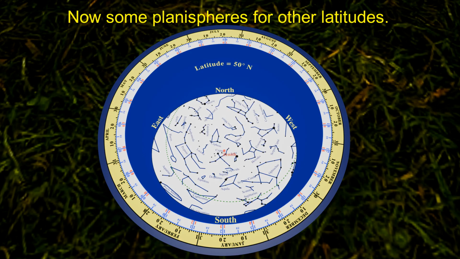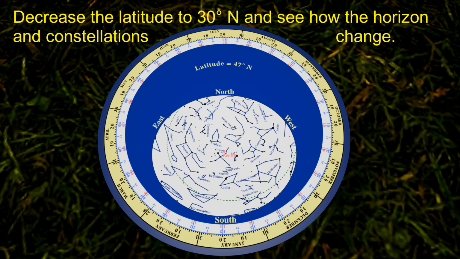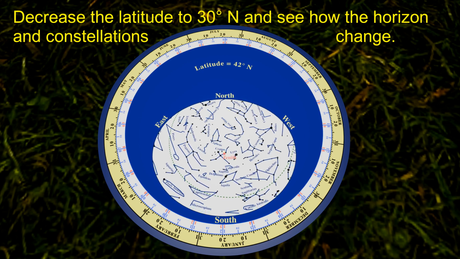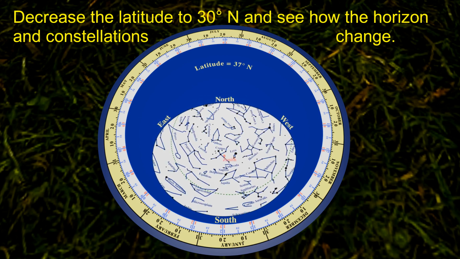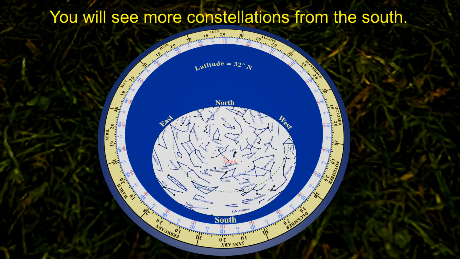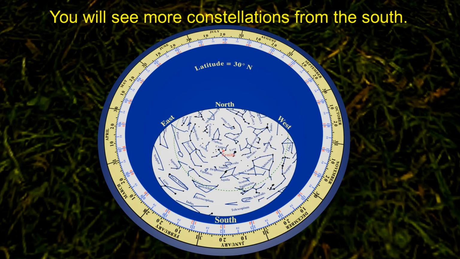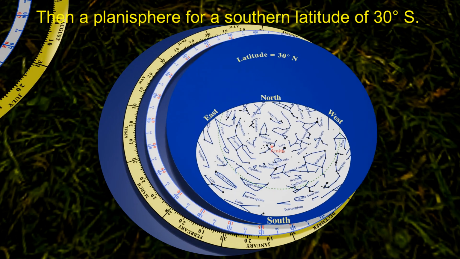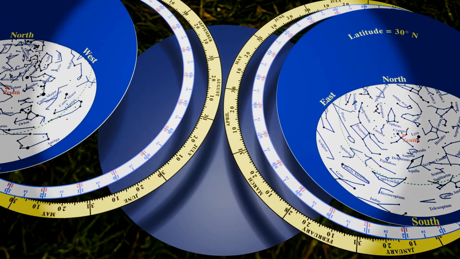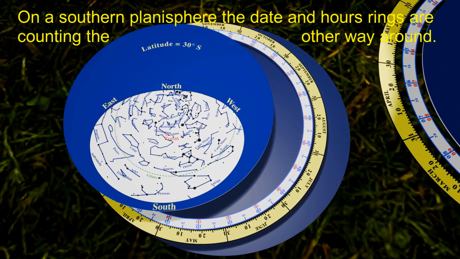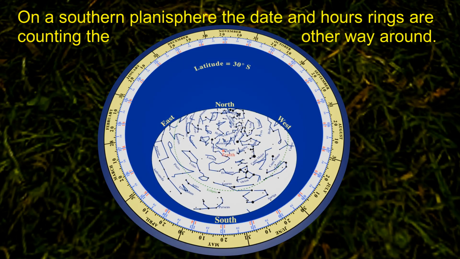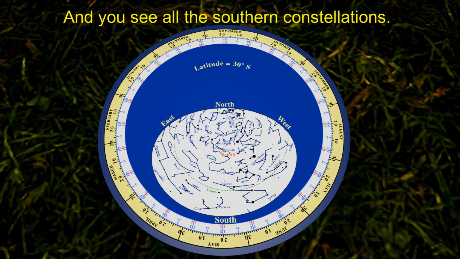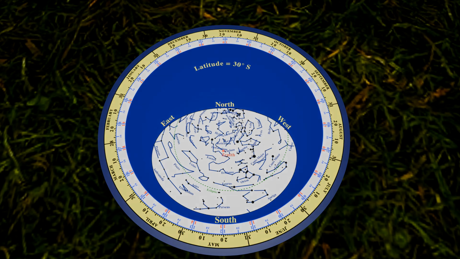Now some planispheres for other latitudes. Decrease the latitude to 30 degrees north and see how the horizon and constellations change. You will see more constellations from the south. Then, a planisphere for a southern latitude of 30 degrees. On a southern planisphere, the date and hours rings are counting the other way around. And you see all the southern constellations.